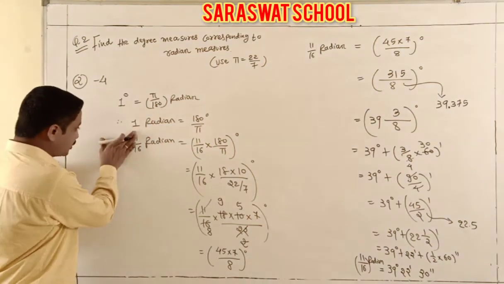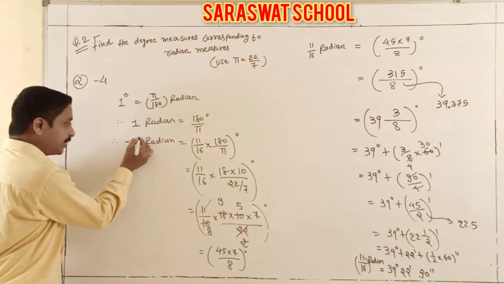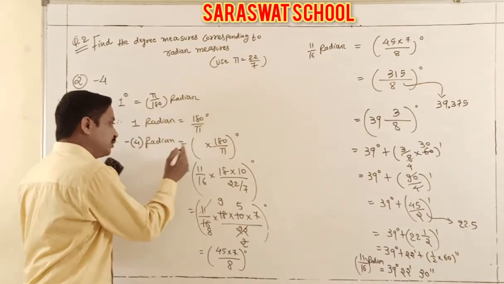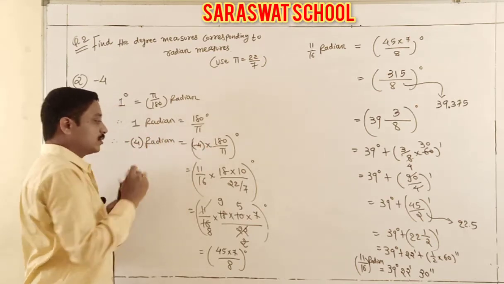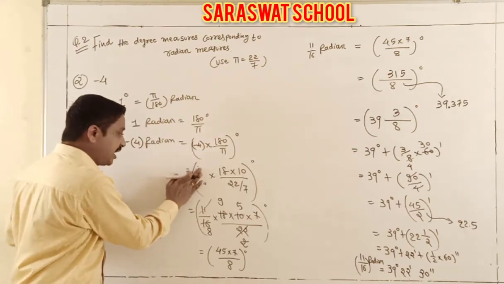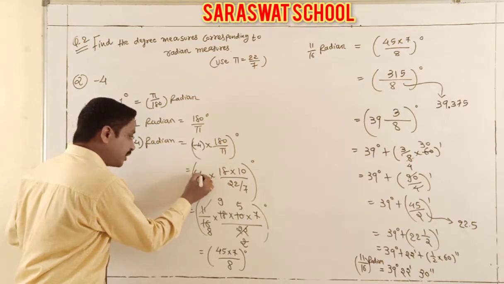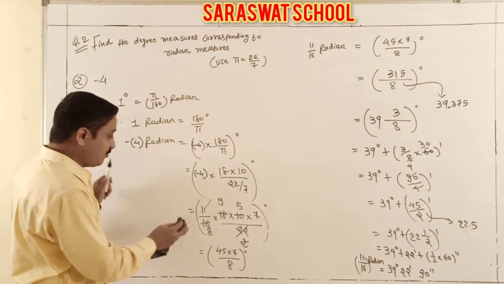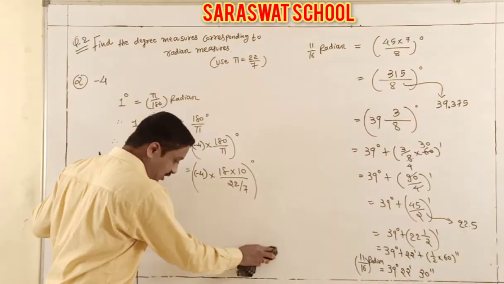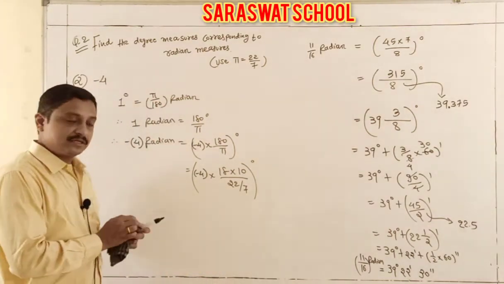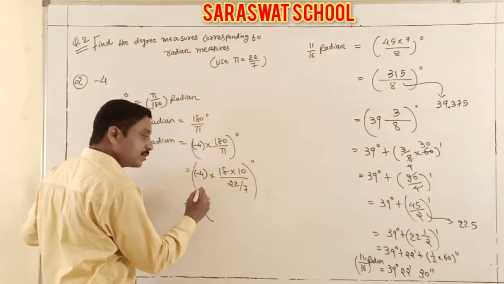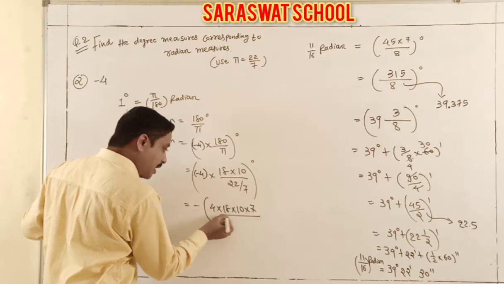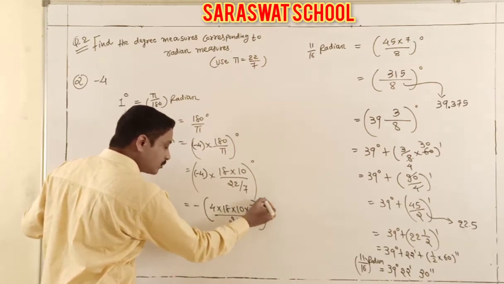So here I just change it. It is -4 radian, and this calculation is also for -4 radian. Further calculation is the same as before for -4 radian: 180 into 10, and 22 by 7 is the same. Now, students, I am going ahead slowly with the further calculation. So the minus carry outside. Here 4 into 18 into 10 into 7 by 22.